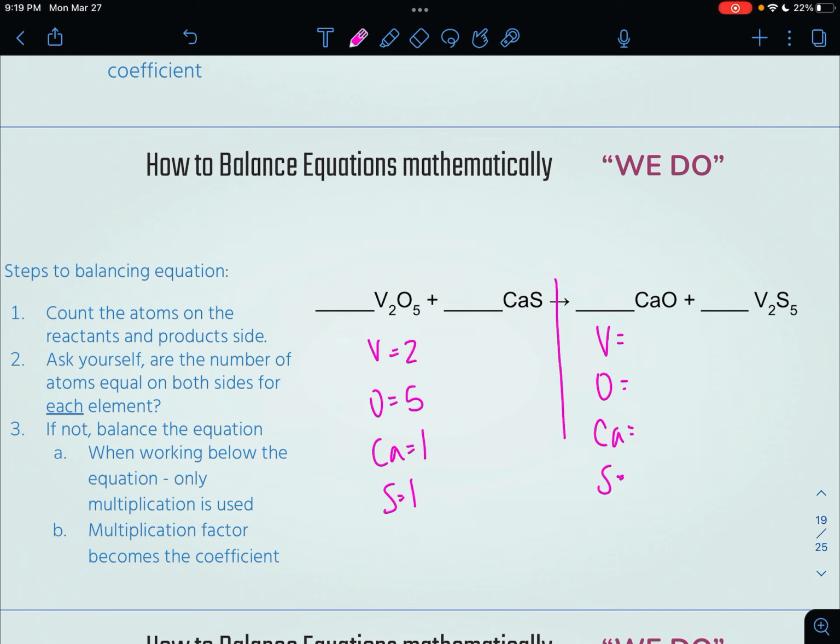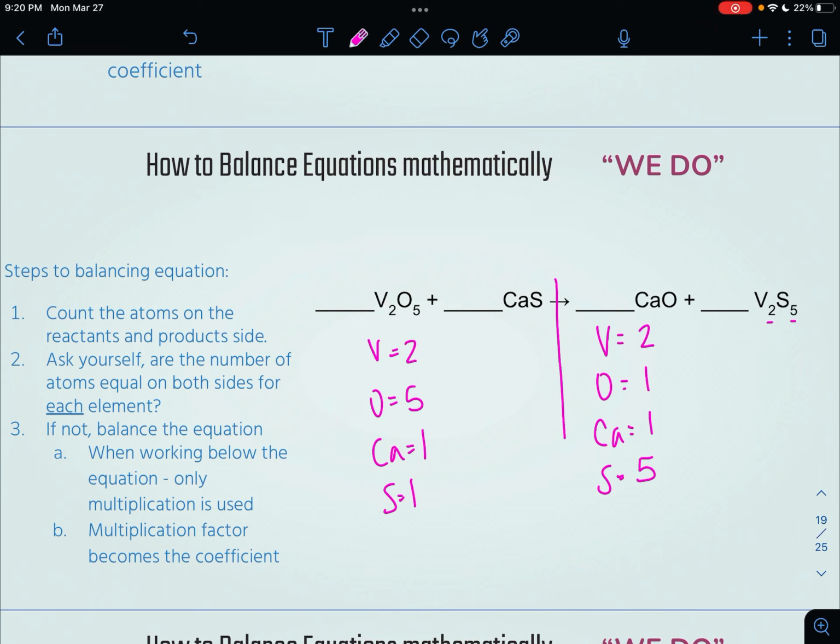It doesn't really matter the order that you write everything down. I typically like to write mine so that they read across, like the vanadiums are on the same row, the oxygens, calciums, the sulfur. That just makes it a little bit easier to compare things. And I'm still looking at my little numbers to write down my count. So let's see what is unequal. Our vanadium looks good, 2 and 2, but our oxygen does not. We have 5 on the left and only 1 on the right.